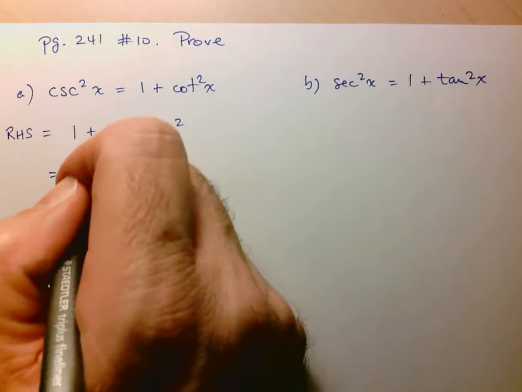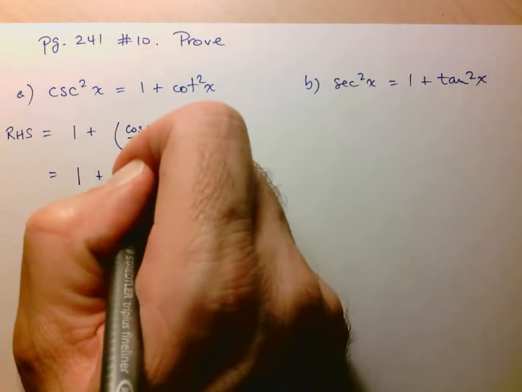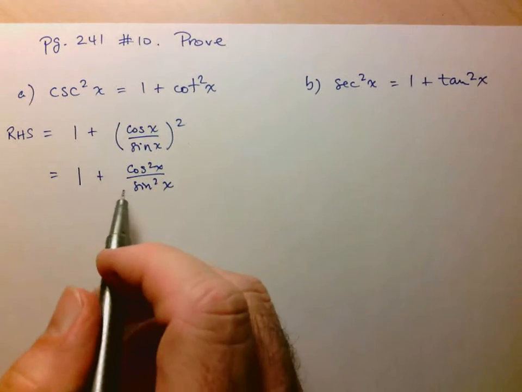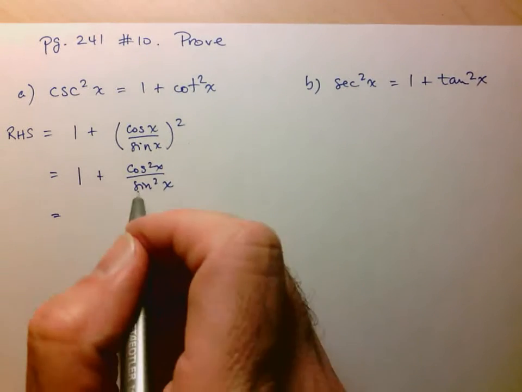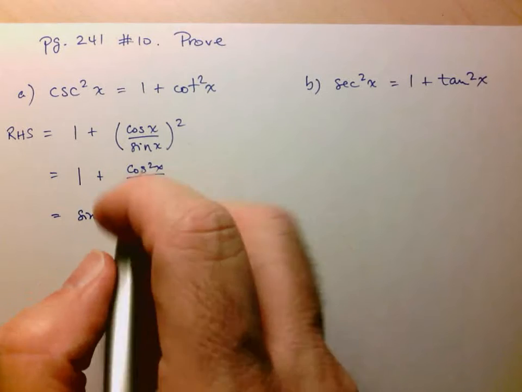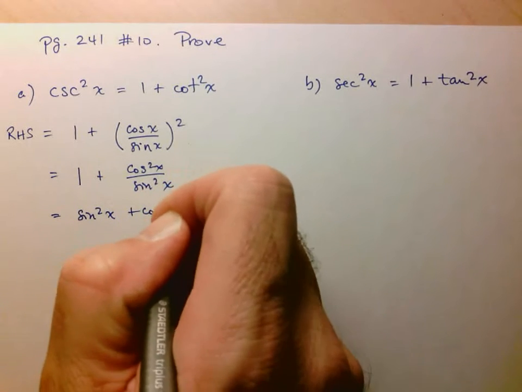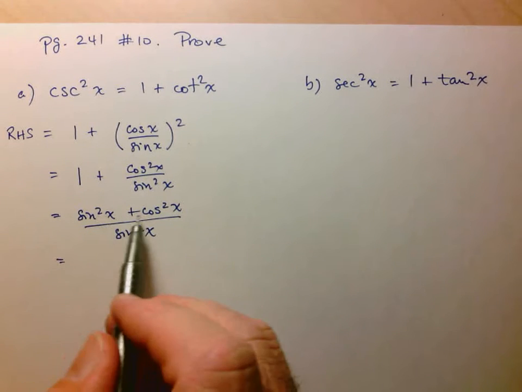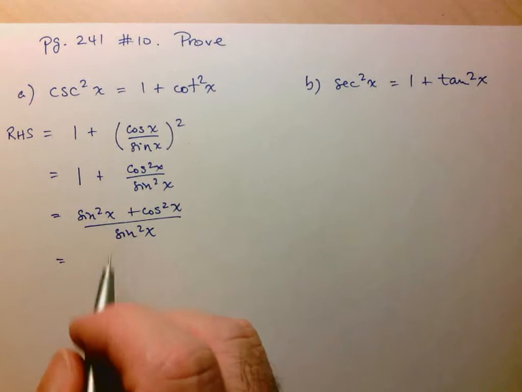And so now we'll go ahead and start simplifying here. So this will just be cos squared x over sine squared x. Add these two using a common denominator of sine squared. So here I'm going to have sine squared x plus cos squared x all over sine squared x. And of course, there we go, we see the other Pythagorean identity.